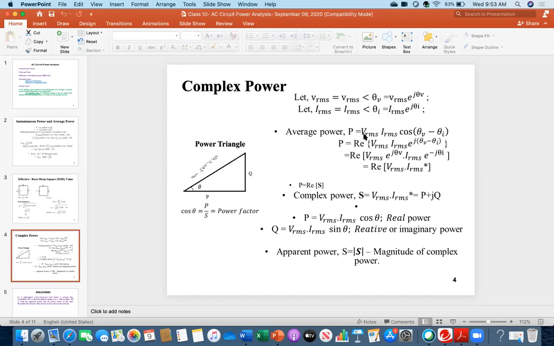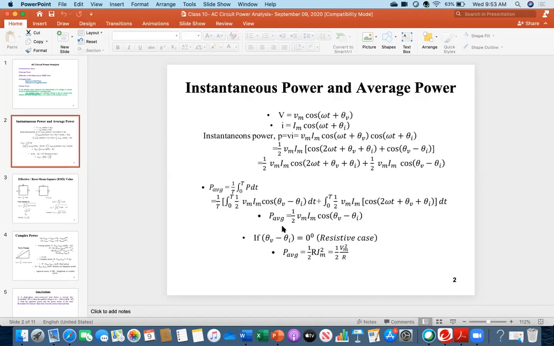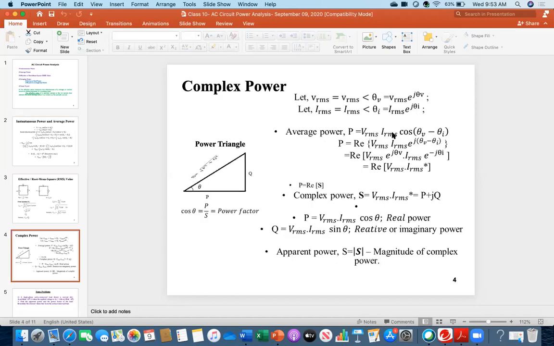Everybody look, I am not using the half. This is the thing I am telling. If I use half, then I have to use Vm and Im, the magnitude or the peak value. But once I use the RMS quantity, I don't need to use that half. That's why, because here I am dealing with the RMS, I did not use that half. Okay, I got this one.